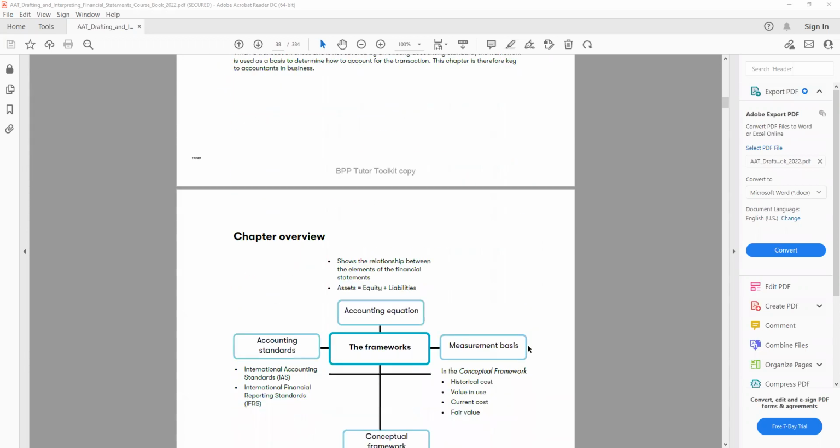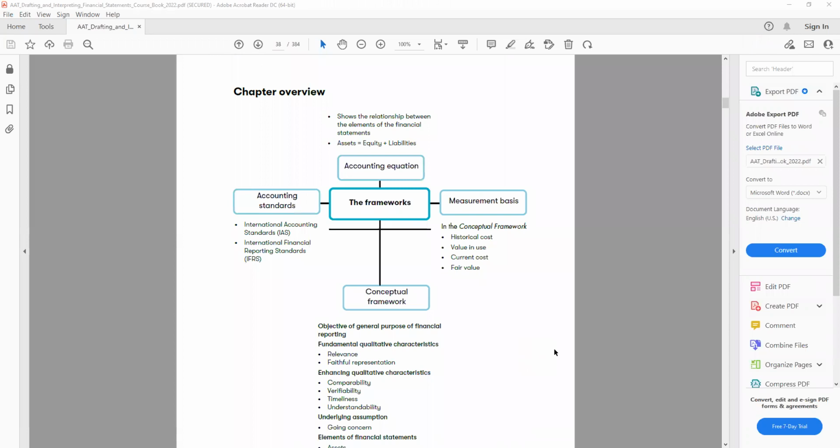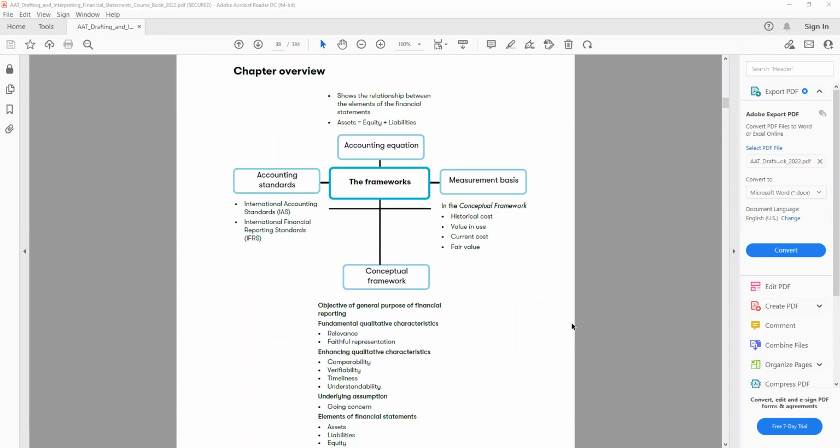If we go to the chapter overview, the first thing we can see is the accounting equation. Almost all of us have done the accounting equation in our level 2. So here we have to know: asset equals equity plus liability. That means if I have equity and liability, it will be equal to our asset.